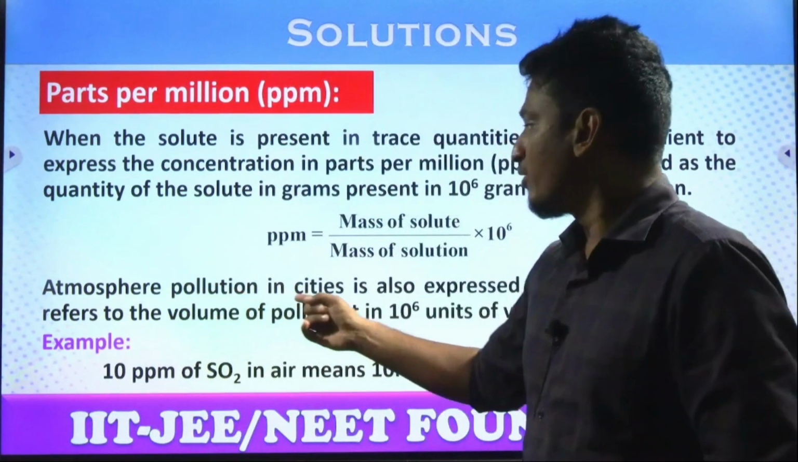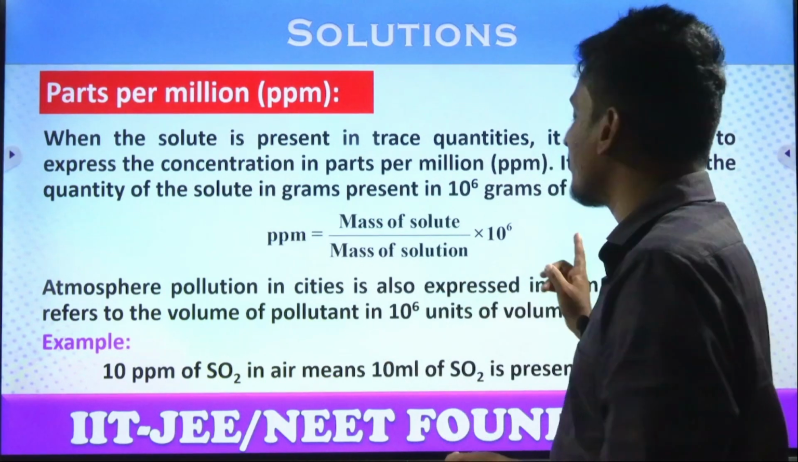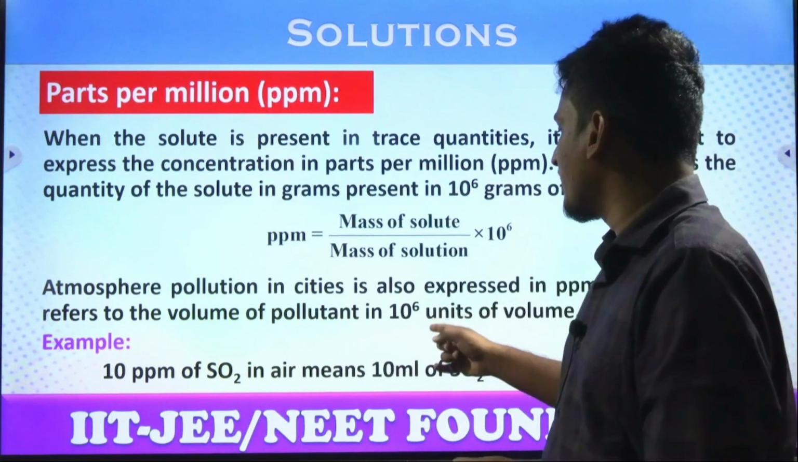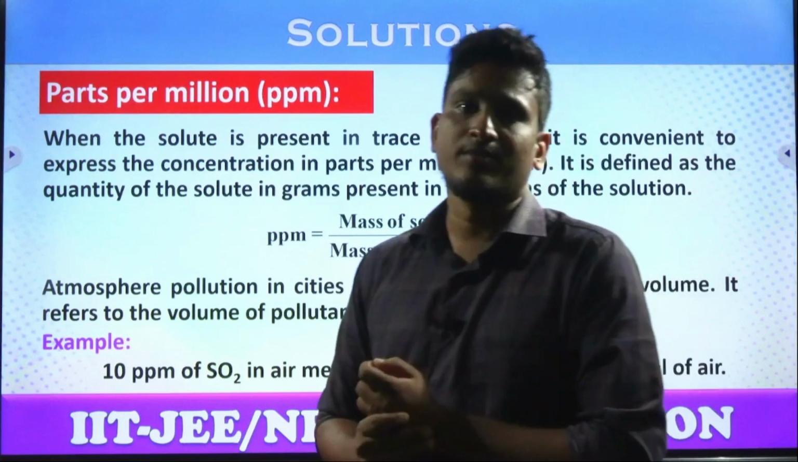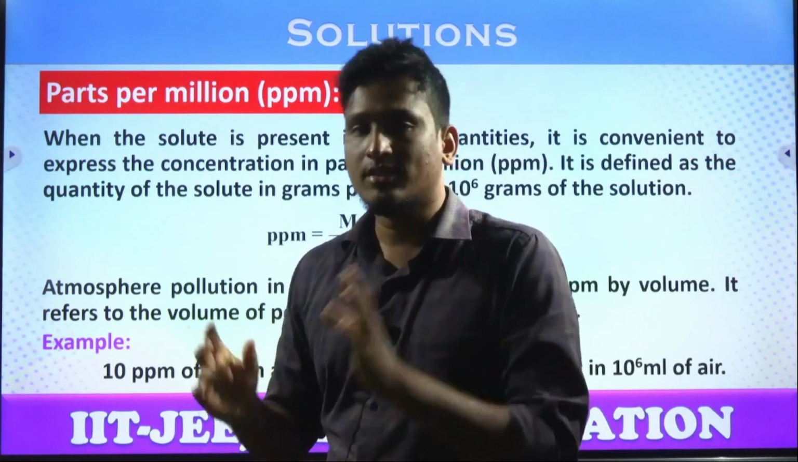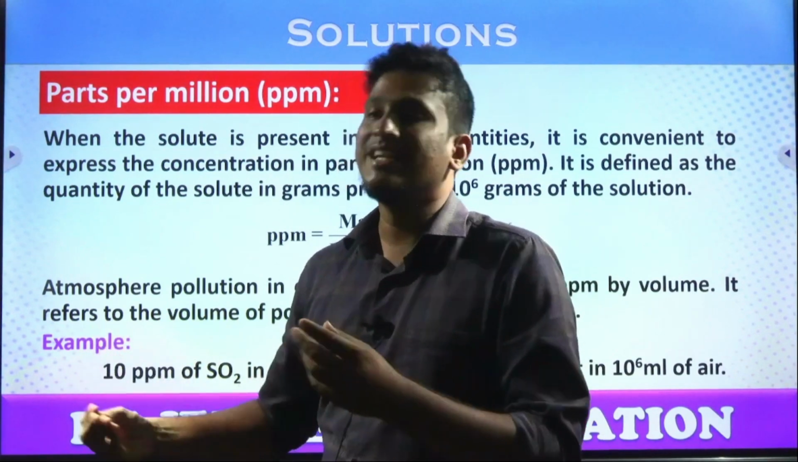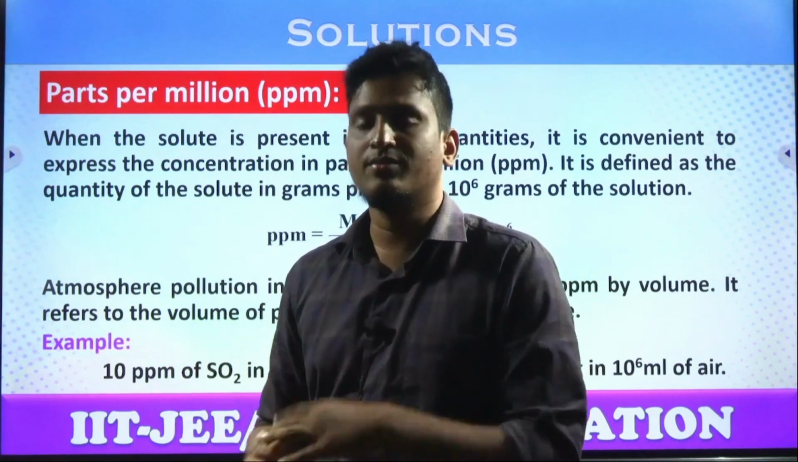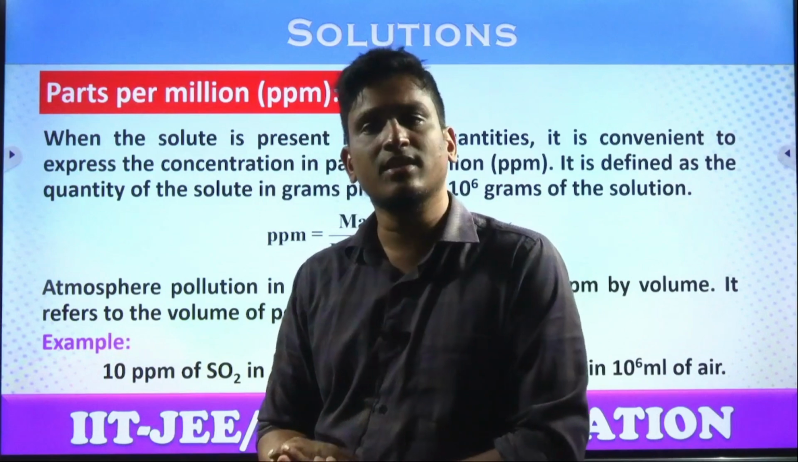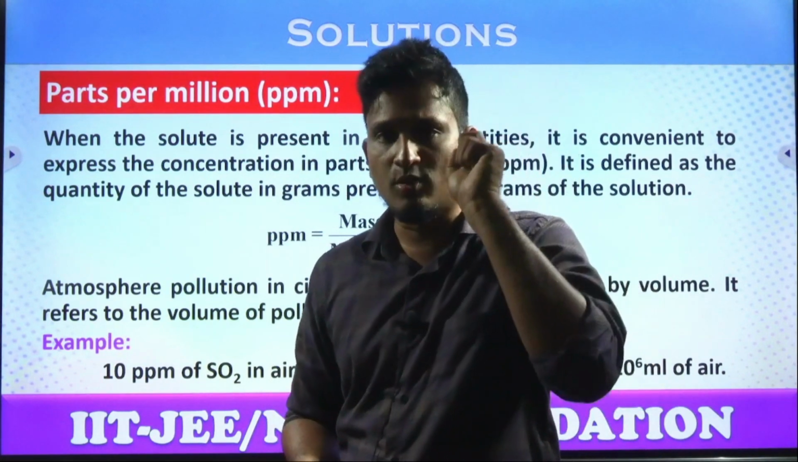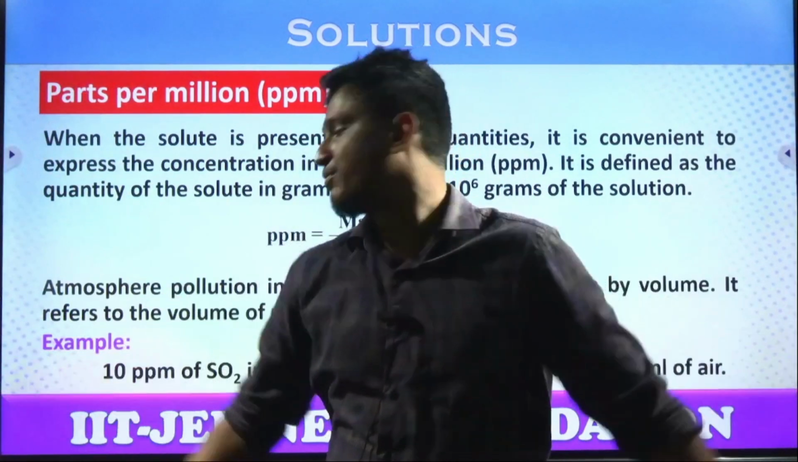So for which type of entities do we express this ppm? Atmospheric pollution in cities is also expressed in ppm by volume. It refers to the volume of pollutant in 10 to the power of 6 units of volume. Atmospheric pollution, carbon dioxide. What is the carbon dioxide percentage in the atmosphere? Almost like 0.02%, right? So the increase in the percentage of CO2 pollution, if you want to express it, it is convenient to express in ppm. Why? Because it is a very small quantity compared with the remaining gases of the atmosphere.